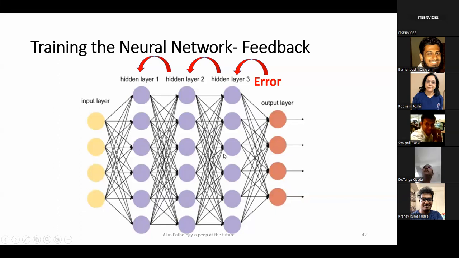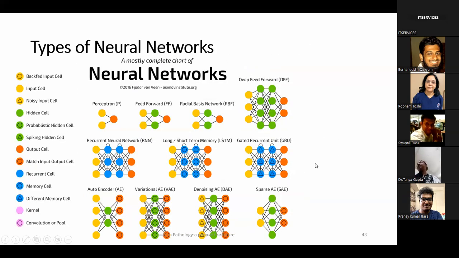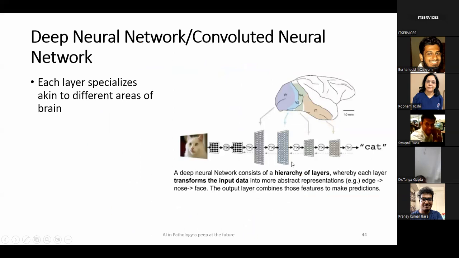Eventually we hope that after multiple rounds of training, the model will perform up to the level that we need. There are obviously a lot of variations and a lot of complexity that has come up in the field of deep neural networks. I'm not going to go into details of it, but at the very base level, this is how it works.